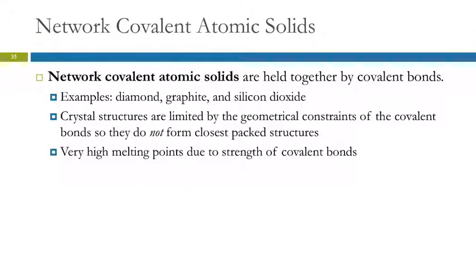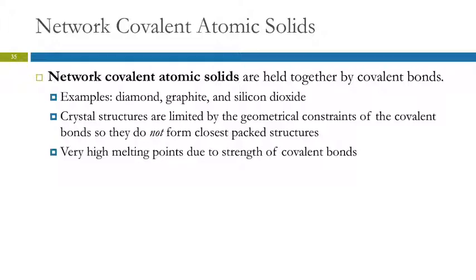Network covalent atomic solids. Here we have atoms held together by covalent bonds. Here the crystalline structures are generally not closest packed because those bonds happen at certain angles. So we just got done talking about valence bond theory and hybridization of atomic orbitals.